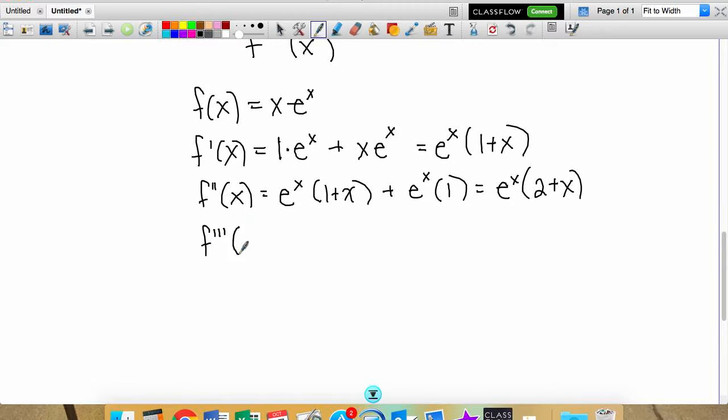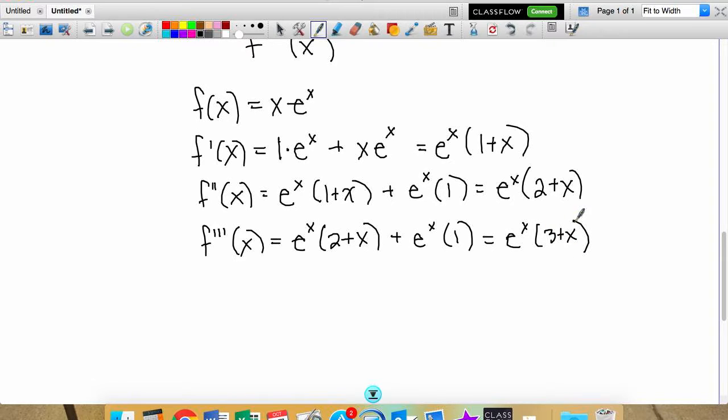So you could think to yourself, what would I predict the third derivative to be, and see what happens. I'm going to go ahead and use the product rule once again. Take a derivative, leave it alone, plus leave it alone, take a derivative. Once again, factoring out e to the x, I see 2 plus x left over and a 1. 2 plus x plus 1 gives me 3 plus x.